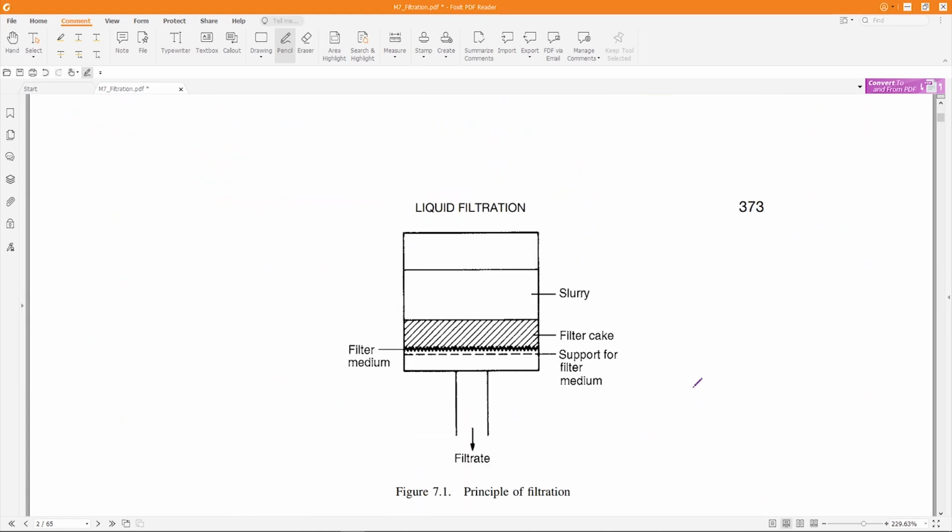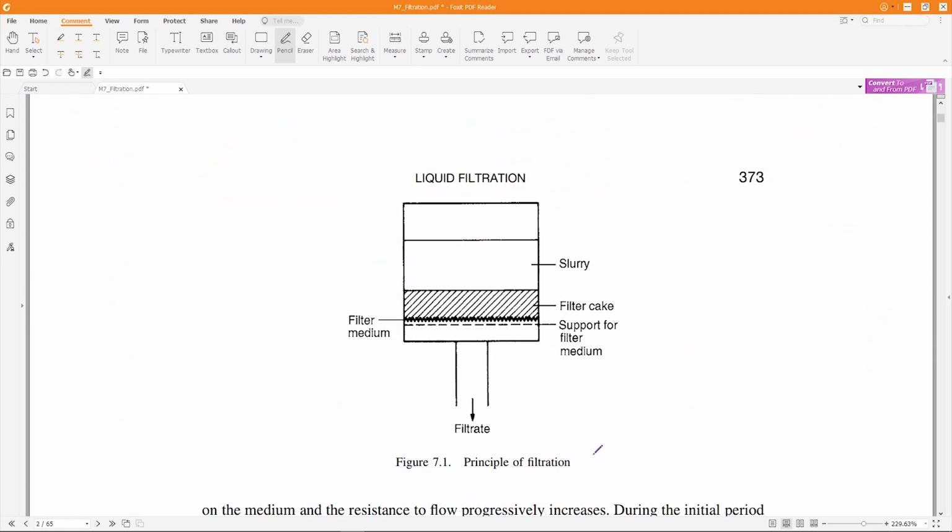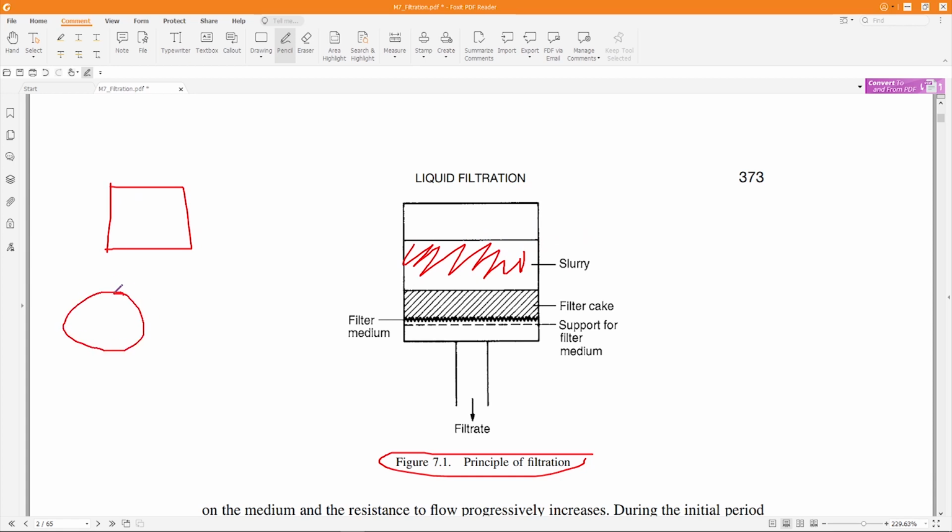Okay, this is a general schematic diagram of a filtration. First you have slurry. So this part is slurry. This is the side view, and the top view can be rectangular cross section or circular, it depends. So you have the slurry. Slurry means you have liquid and suspended solid particles, right? So definitely at the top, the pure liquid will float, and the solids will settle at the bottom. So this is slurry.